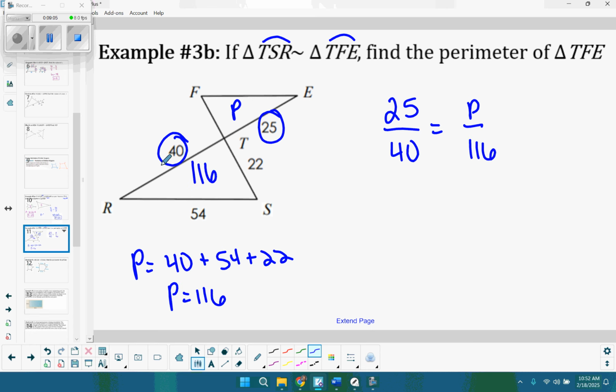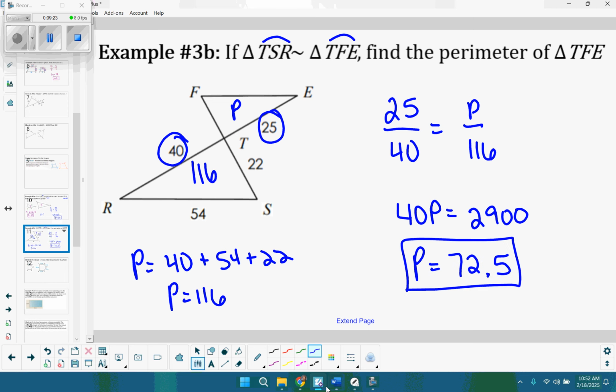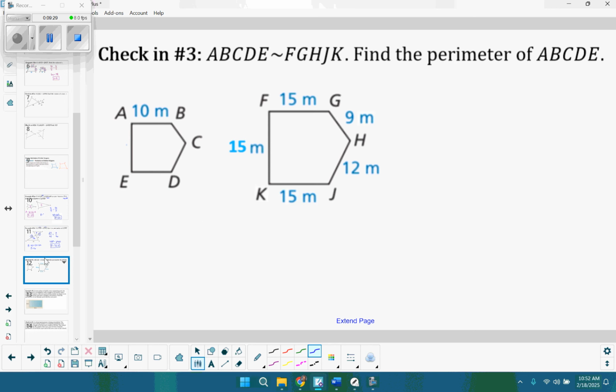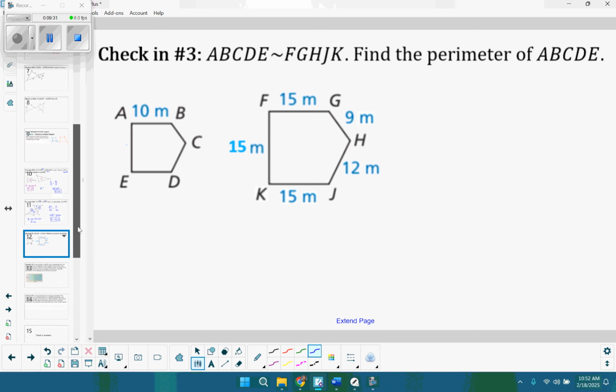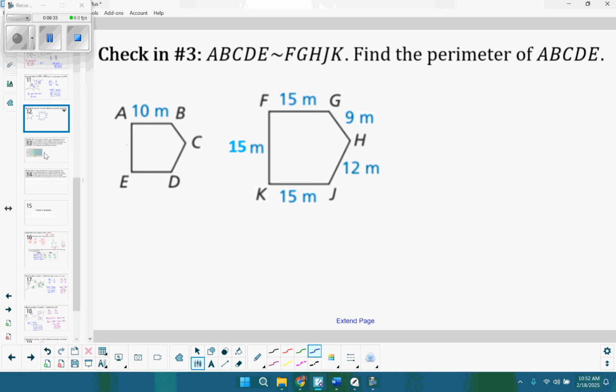So 25 to 40 will be P to 116. So cross multiplying here, 40 times P is 40P, and 25 times 116 is 2900. And when we divide both sides by 40, I get the perimeter is 72.5. It's okay to get decimals. That's fine. So here's an example for you to try. Pause if you'd like. Answers are posted on Google Classroom.